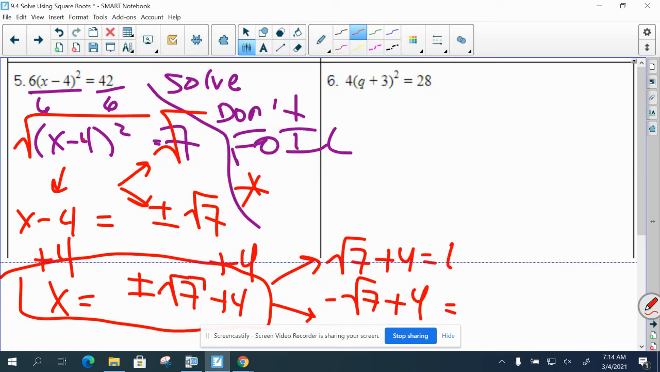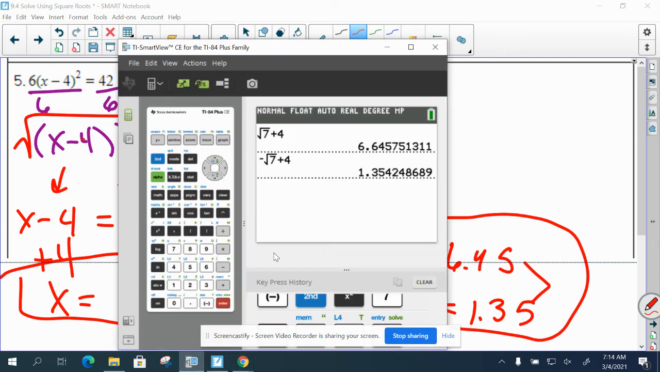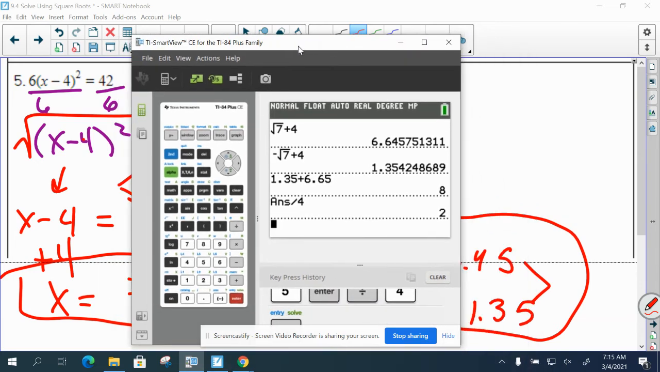So 6.45 and 1.35. If you found the vertex of this equation, it would be exactly in between those. So for example, if you were to take this 1.35, add it to 6.65, and then take the average of those, the vertex would be at 2.